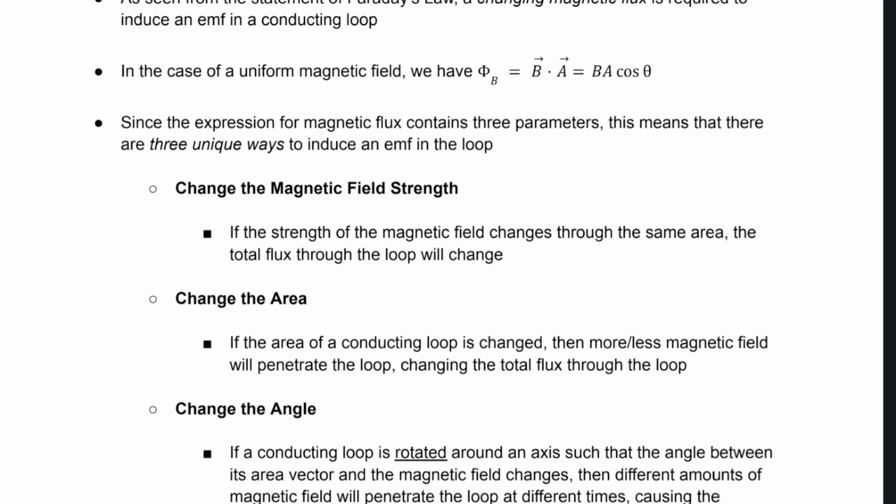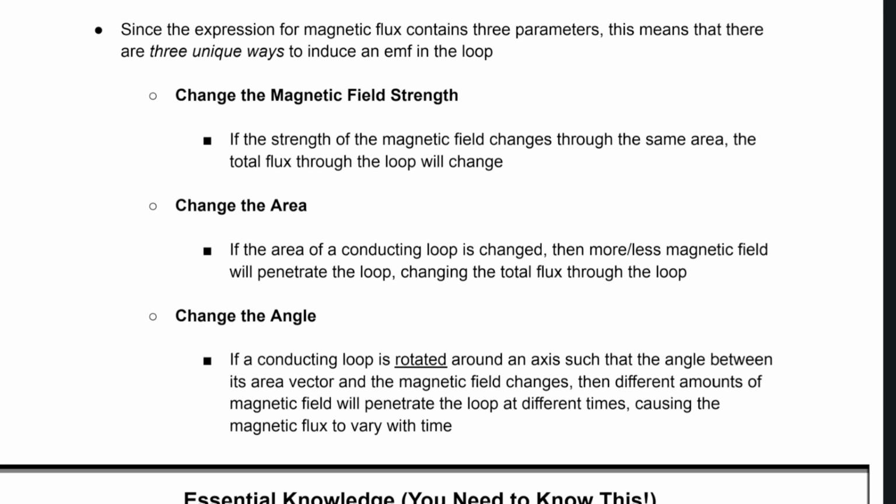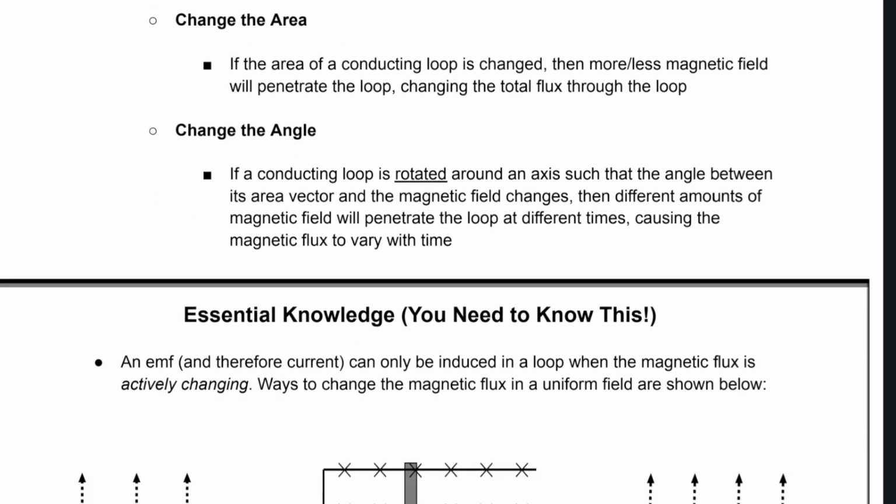So first you can change B. If you just alter the magnetic field strength, you'll induce an EMF. If you change the area, this is typically done by changing the effective area in systems similar to a railgun or a conducting bar. That's known as motional EMF. That induces an EMF. And then also you can change the angle, which is how a lot of our power is actually generated, by rotating conducting loops near magnets.